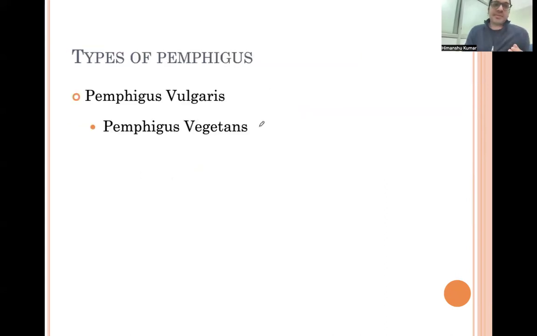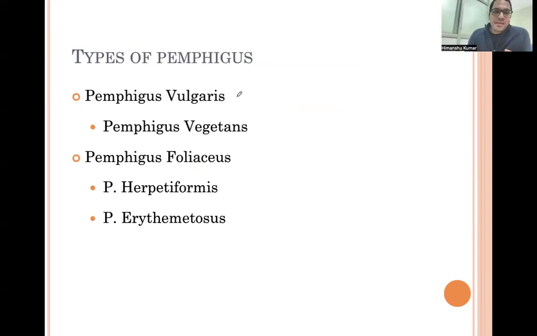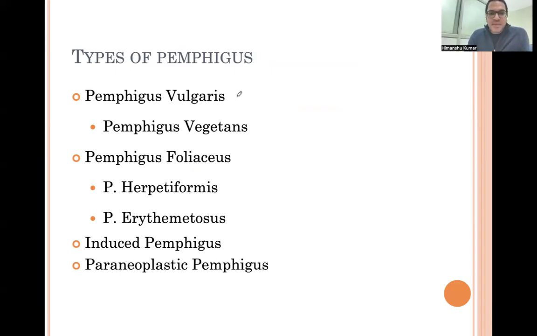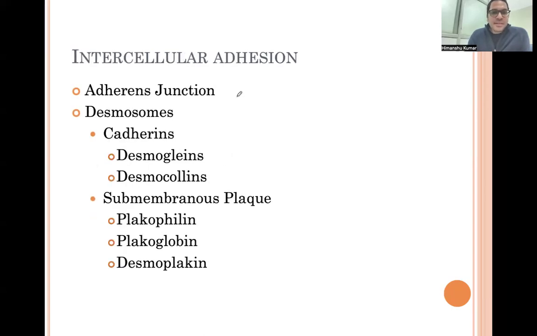Now, types of pemphigus. Number one is pemphigus vulgaris. Number two is pemphigus foliaceus. The subtypes are herpetiformis and pemphigus erythematosus. Then induced pemphigus, which is sometimes drug induced, because of environmental conditions, or very rarely because of certain types of diet. Then paraneoplastic pemphigus, where the pemphigus is because of certain malignancies. We'll talk about all of these individually in the next slides.